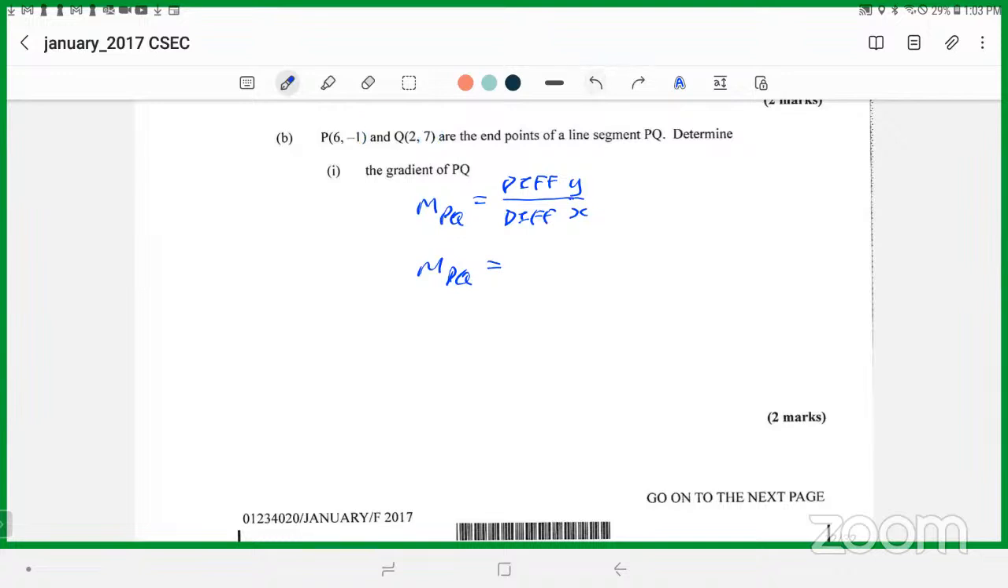All right. So it becomes 7 minus this Y value, which is -1, over. Then it's this X value minus this X value. So that becomes 2 minus 6. This minus minus a plus, so it becomes 8. 2 minus 6 is -4. 8 divided by -4 gives me -2. So that is the gradient of PQ, -2. Let's write it down here. The gradient of PQ is -2.